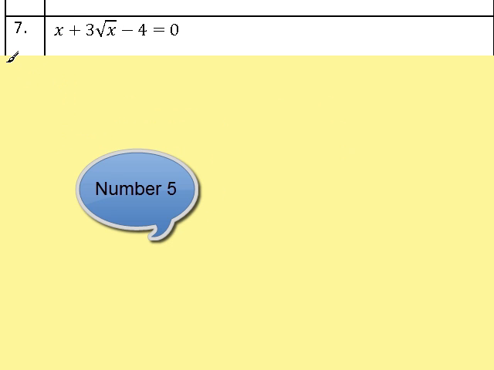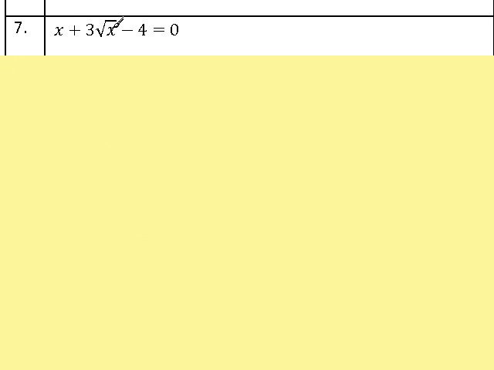Number 7 is again quadratic-like. If we square this, we get this. Square root of x, we get this. Or we can treat this like a radical equation: isolate the radical, square both sides. Let's do it that way. So we're going to isolate the radical term with the 3. We have 3 square root x on the left, and on the right we're going to subtract x and add 4. Okay, so we rearranged it so the radical is isolated.